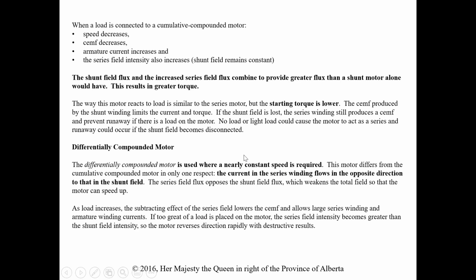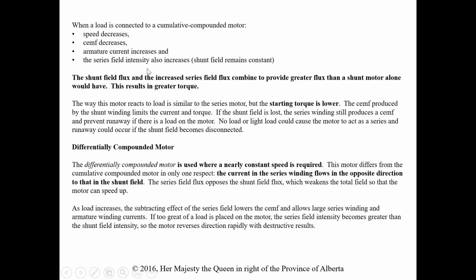When load is connected to a cumulative compound motor, speed decreases, then again the CEMF decreases, armature current increases, and the series field intensity also increases. Okay, the shunt field remains constant. The series field, again, it would increase because it's in series with the armature. The shunt field flux and the increased series field flux combine to provide greater flux than a shunt motor alone would have. So this results in greater torque.